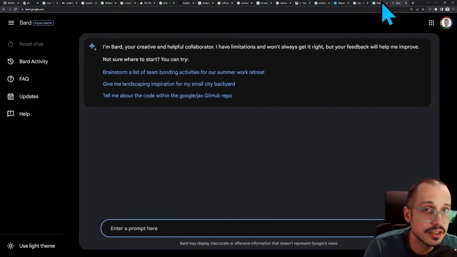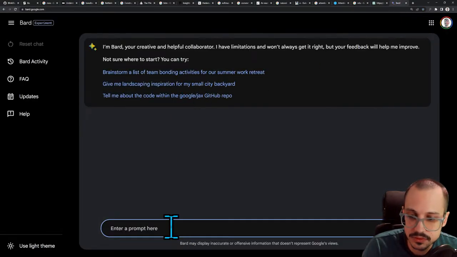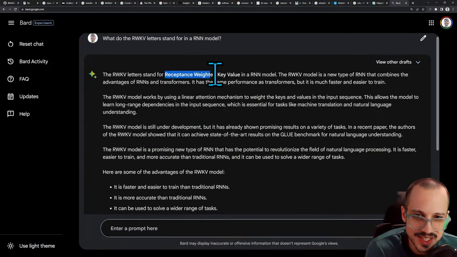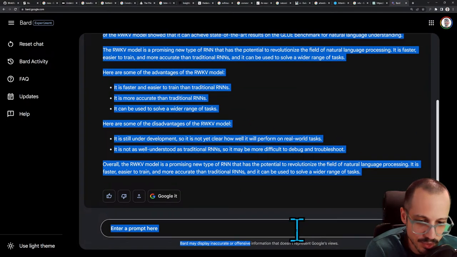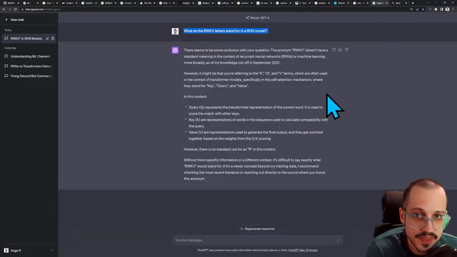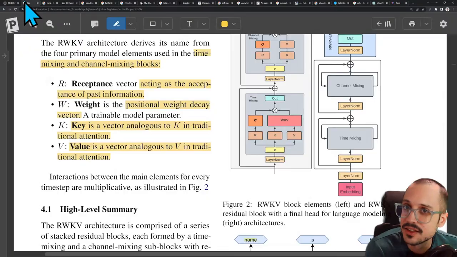Let's see if Bard knows about it. Receptance weighted key value. So look at that. This is the advantage of Bard. I've been using this more and more, guys. I used to use ChatGPT pretty much exclusively, but now I use both of them just because GPT doesn't have any recent information. So if you're doing anything that's recent, Bard is better. So interesting there.